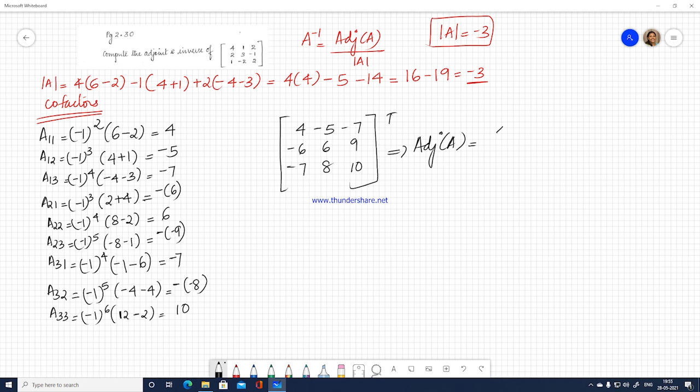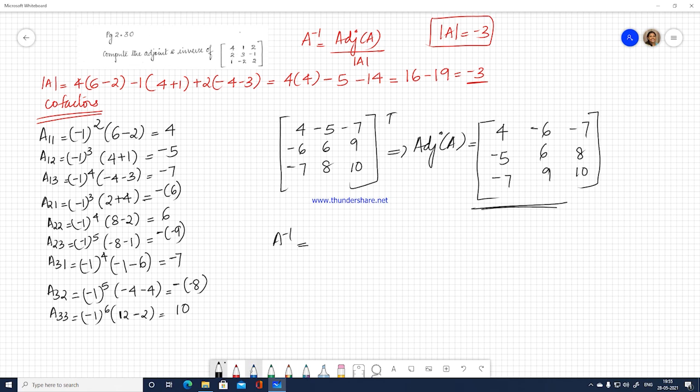So the adjoint of A will be 4, minus 5, minus 7, minus 6, 6, 9, minus 7, 8 and 10. Okay, so this is the adjoint and this is the determinant. So let's find A inverse.